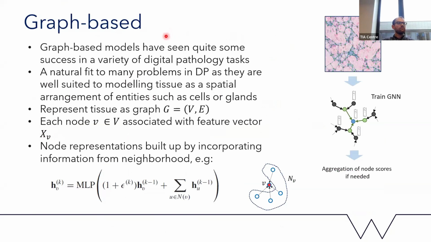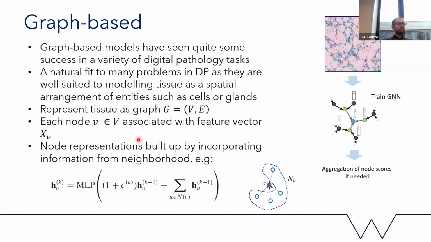Another common approach is graph-based pipelines. They're quite a natural fit to many problems in digital pathology because they're well suited to modeling tissue as a spatial arrangement of entities such as glands or cells. So in this sort of approach, you typically represent the tissue as a graph, which is a collection of vertices and edges. And then each node would be associated with a feature vector, which could describe, for example, cell morphology or deep features around that node, or anything you are interested in, really.